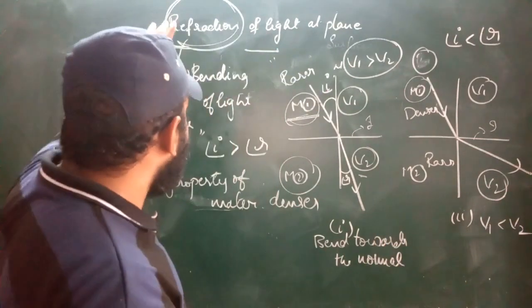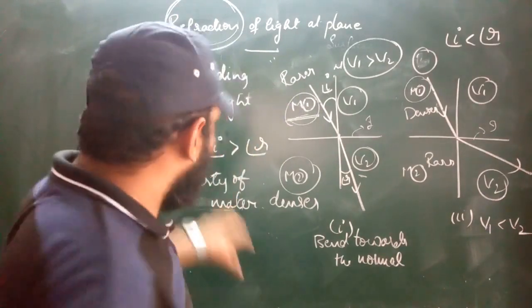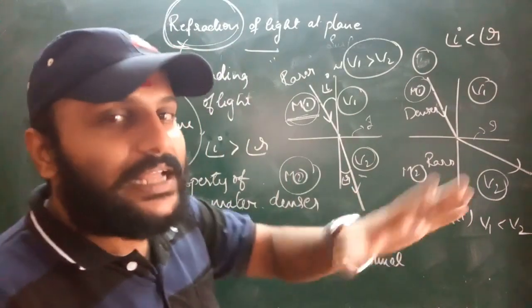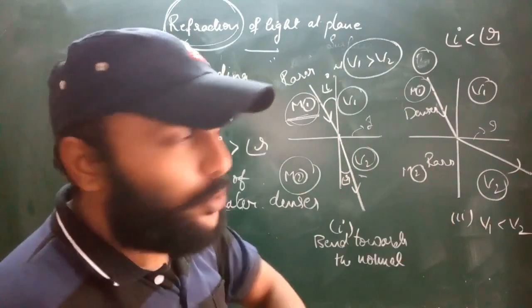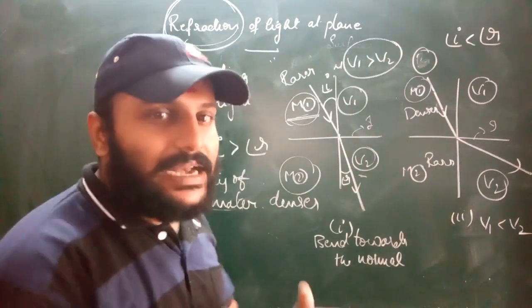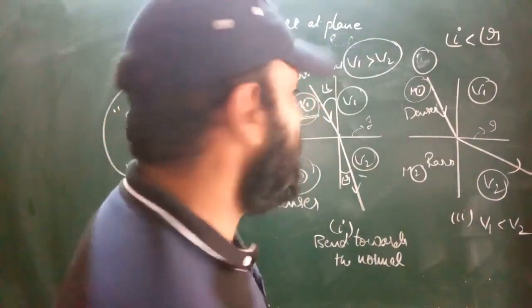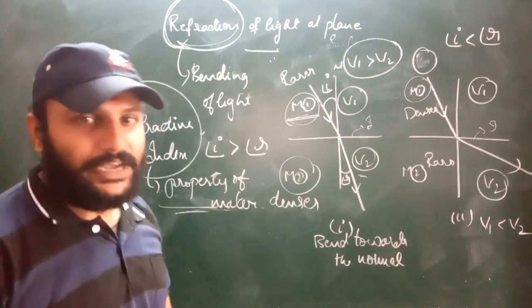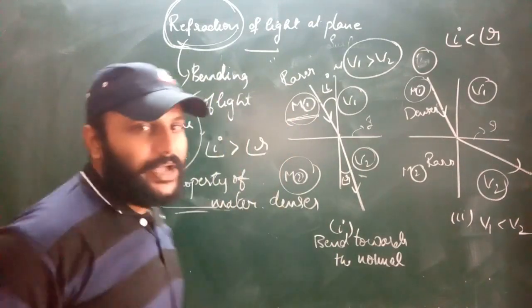Understood? Refraction depends on the refractive index. The refractive index tells about to what extent the light ray has bent when moving from one medium to another, or to what extent it has changed its direction or its speed. That is nothing but the refractive index. The refractive index depends on the nature of the material. In the next class I will explain what is meant by refractive index.